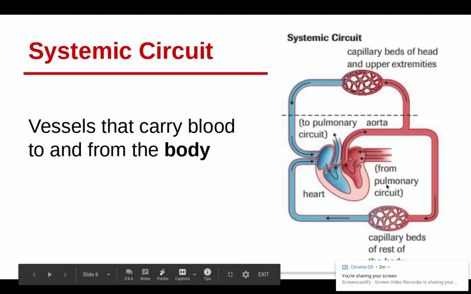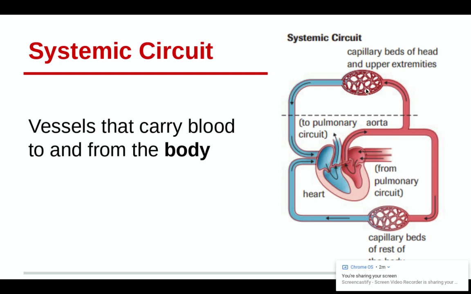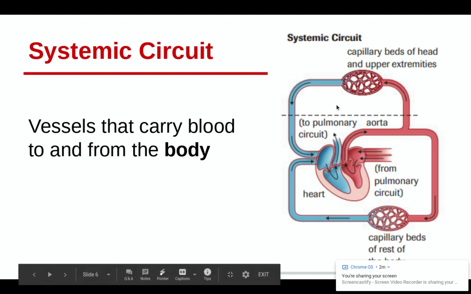The systemic circuit is once the blood comes from our lungs, it needs to be pumped through the aorta, which is our most major artery in our body, to all of the different capillary beds in our whole body.